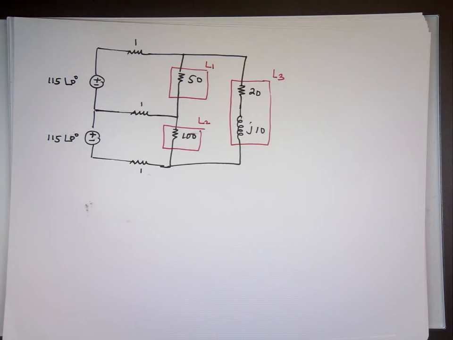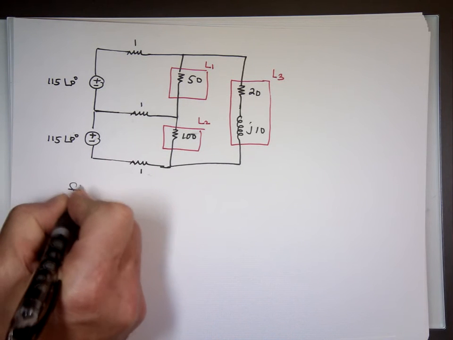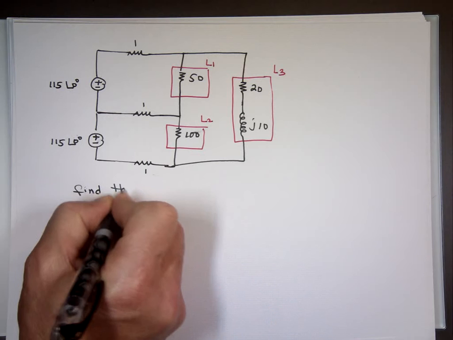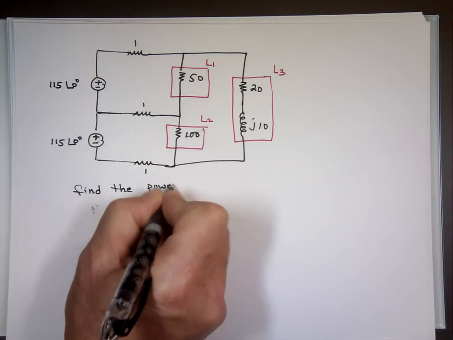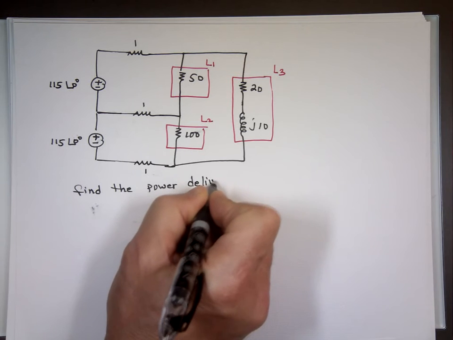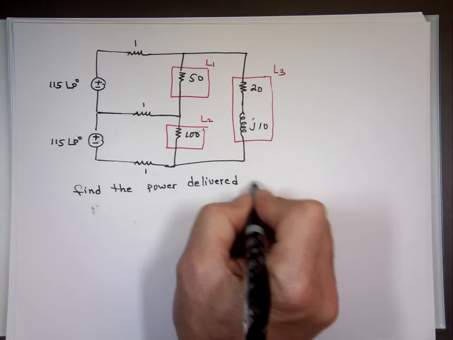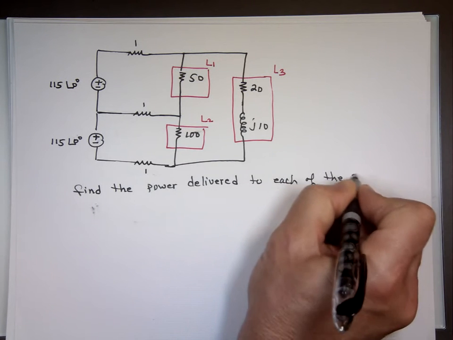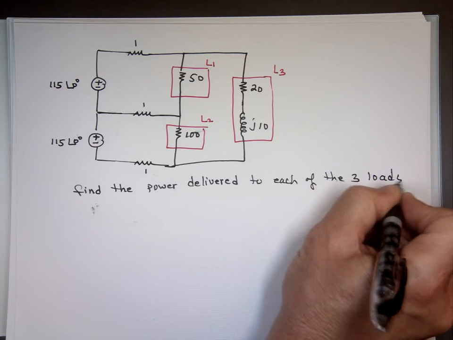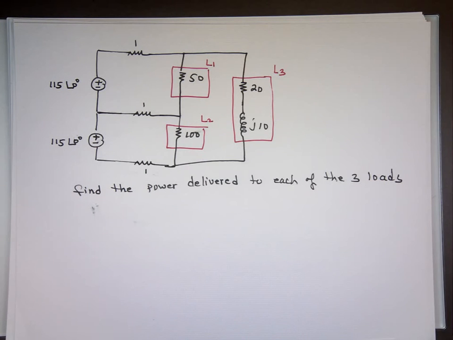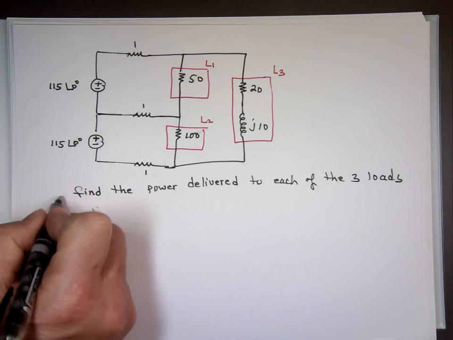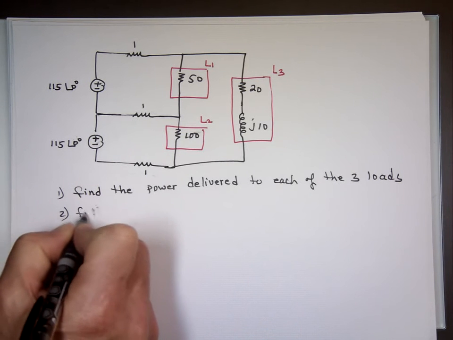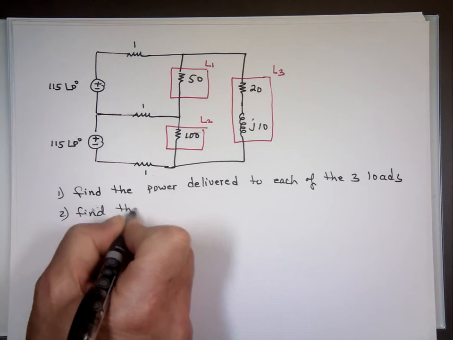So let's calculate the power delivered to each of the three loads. Find the power delivered to each of the three loads. And maybe we'll also, while we add it, let's find the power lost in the lines.